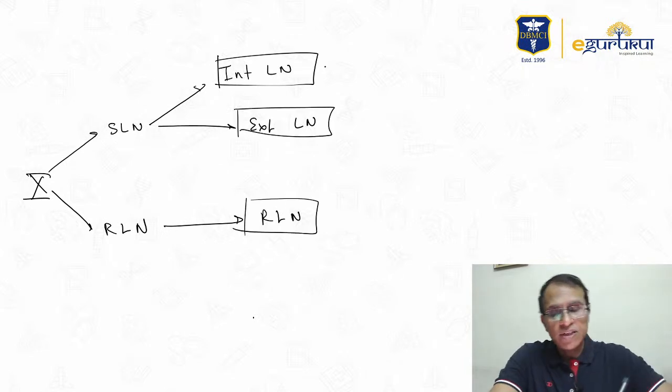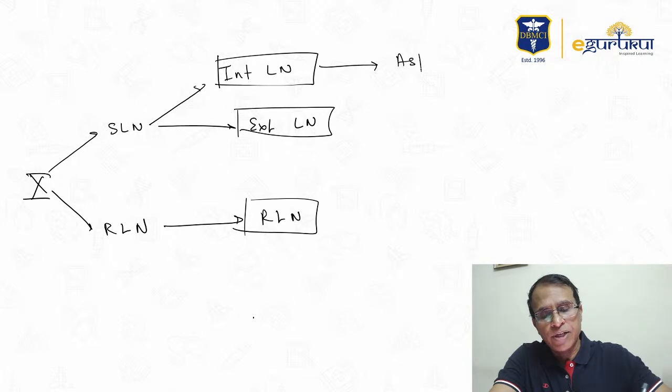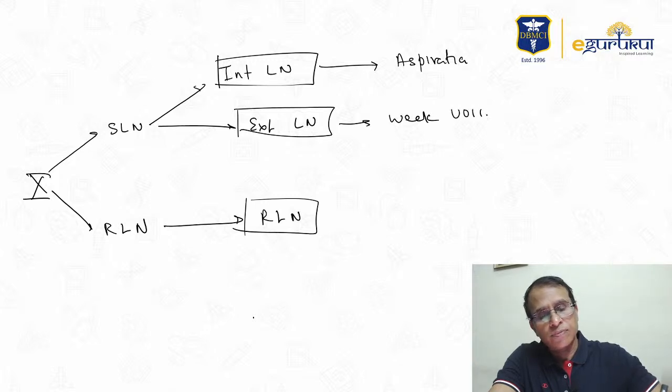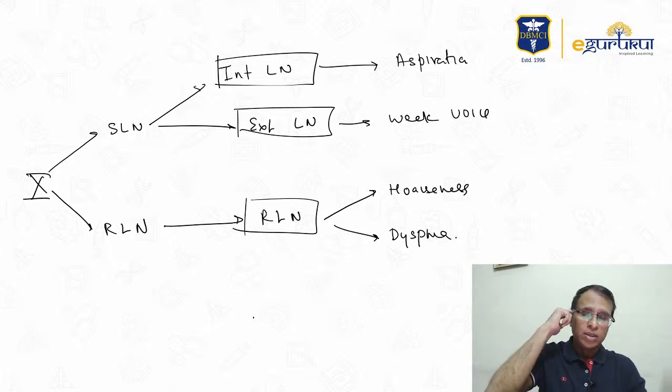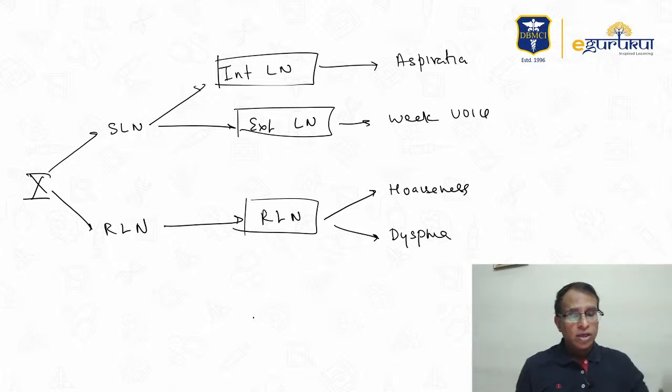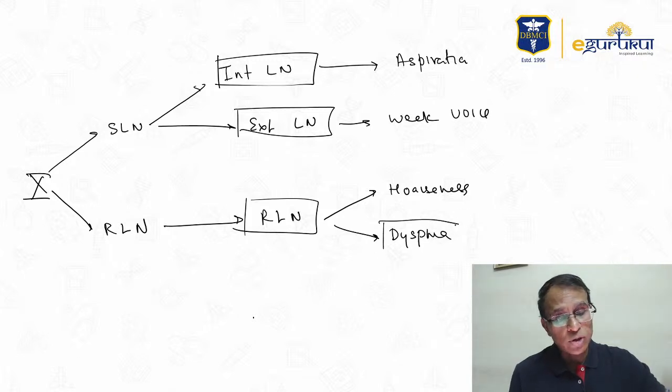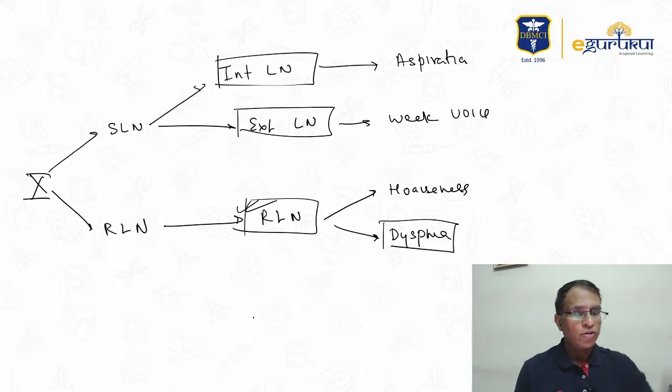Okay, if this is gone, the main symptom is aspiration. Only the main symptom. If this is gone, the main symptom is weak voice. If this is gone, either it is hoarseness or dyspnea, difficulty in breathing, stridor, whatever you want to call it, cyanosis. So in the question it was about cyanosis, dyspnea. Therefore recurrent is the correct answer. If hoarseness is given, again recurrent is the correct answer.